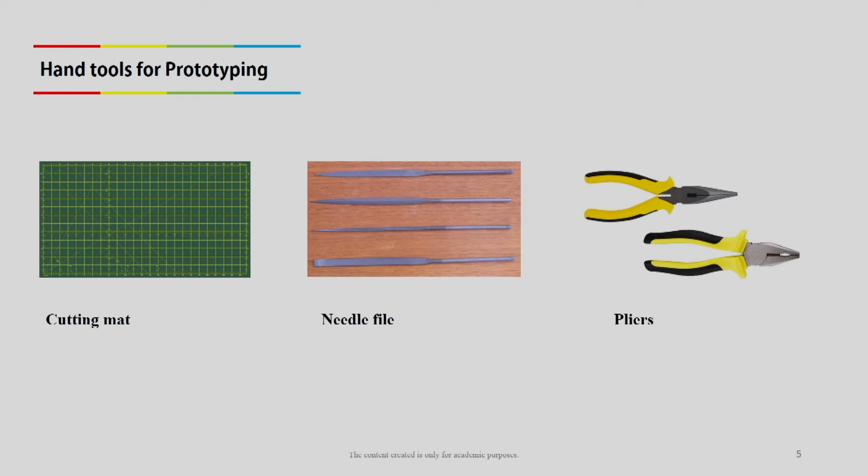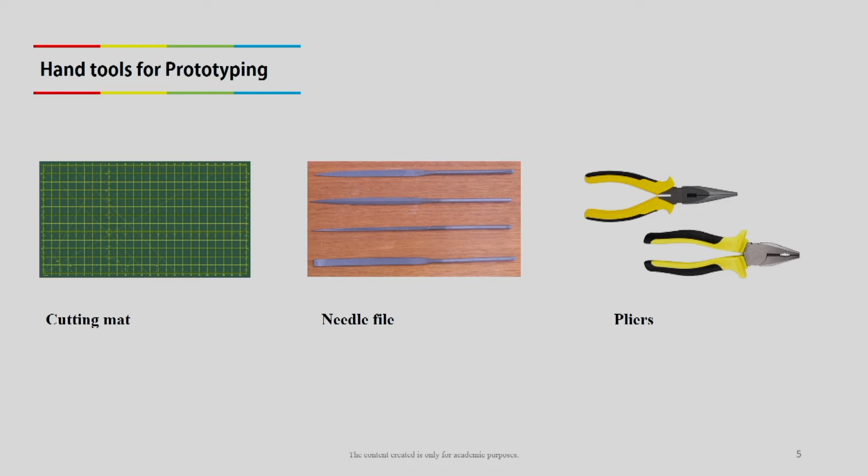So, now I will be discussing about different hand tools for prototyping. First is cutting mat. It is very useful for cutting any kind of paper or foam board or thermocol. Next is needle file. Needle files are slightly smaller than the regular files. When you are making a scale down model, you may need intricate details. That is why you need small files to give proper shape.